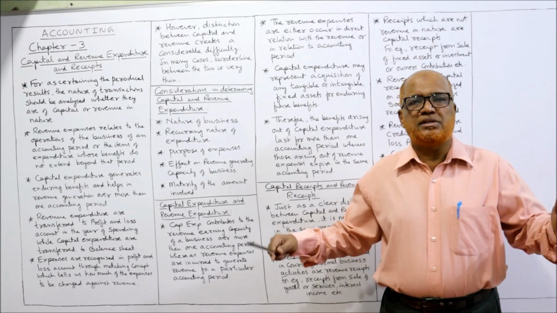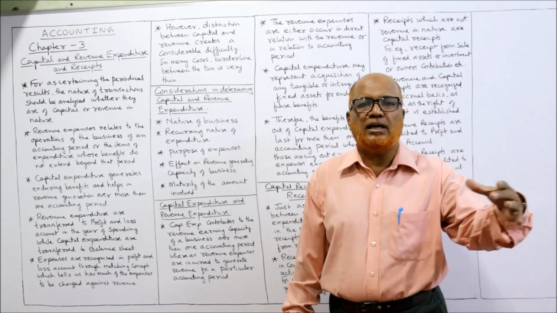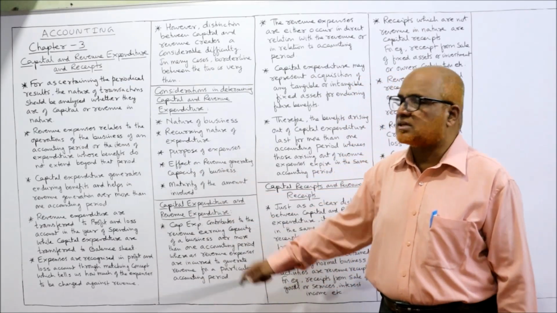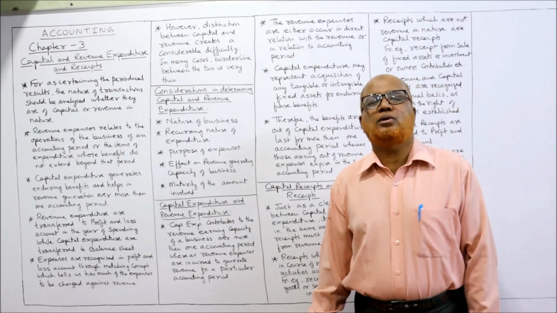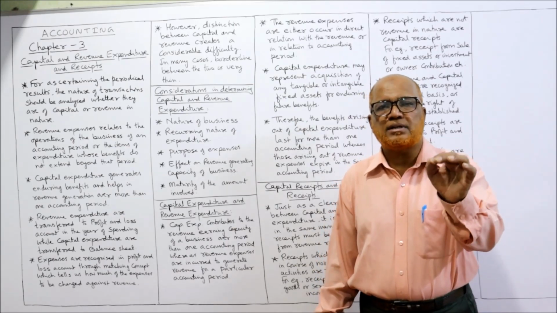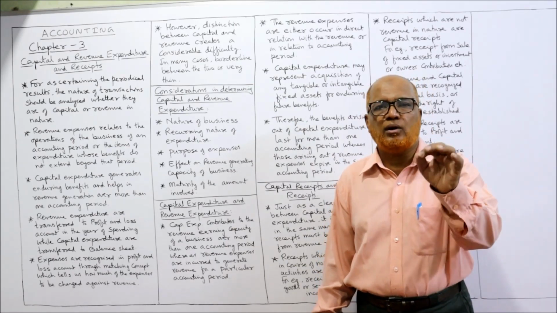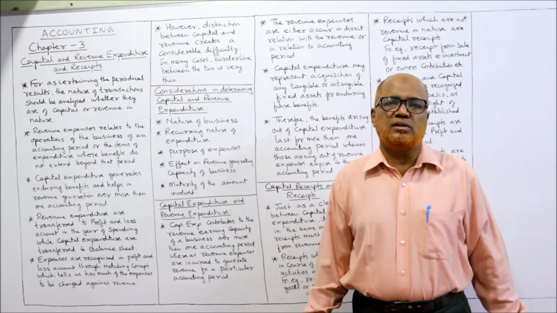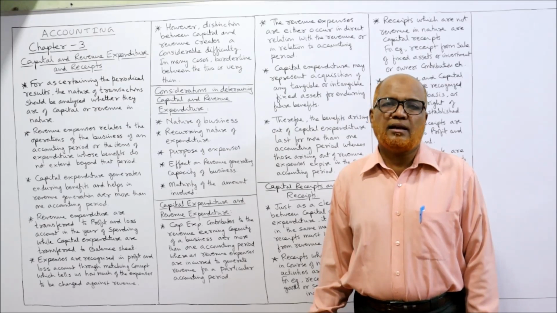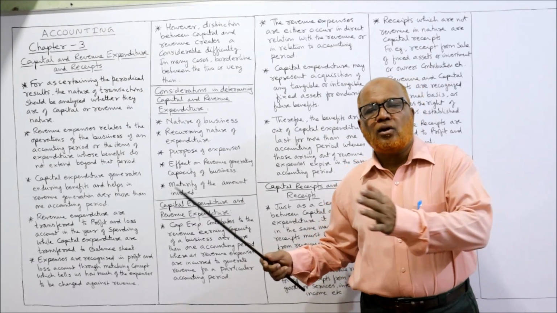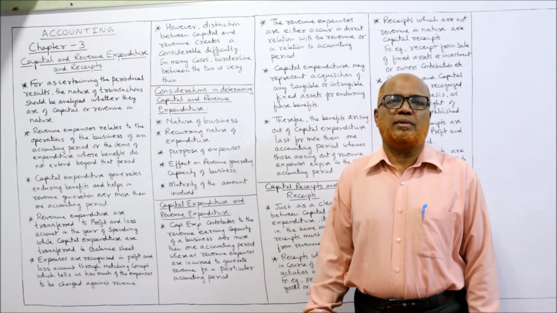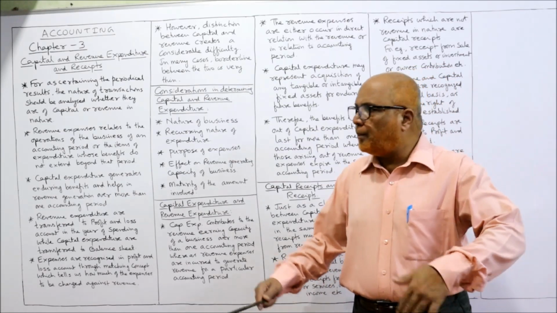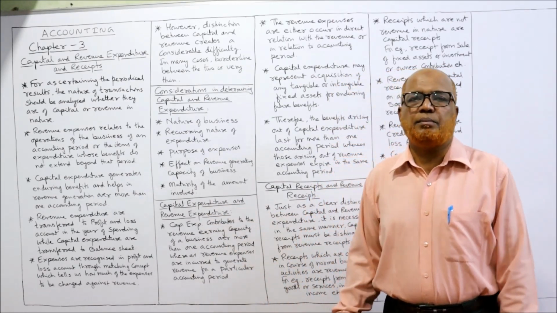Whatever transactions the business has conducted during the year, the nature of those transactions should be studied in order to find out whether the transaction is a capital expenditure transaction or a revenue expenditure transaction, or capital receipt transaction or revenue receipt transaction. Until and unless this is classified, we cannot go and prepare the financial statements. This is a prerequisite.